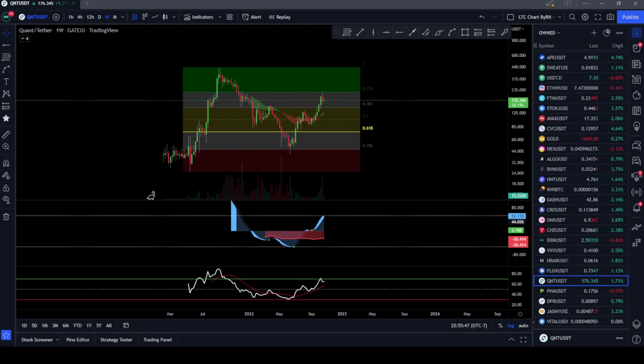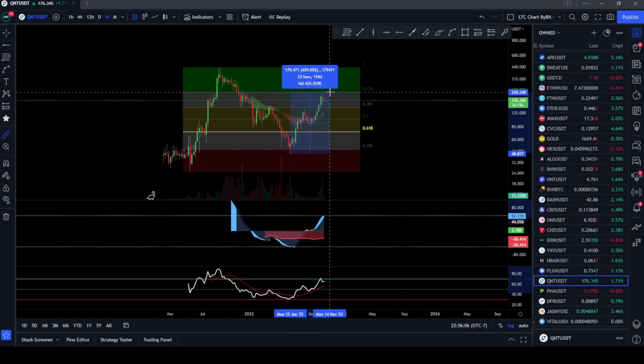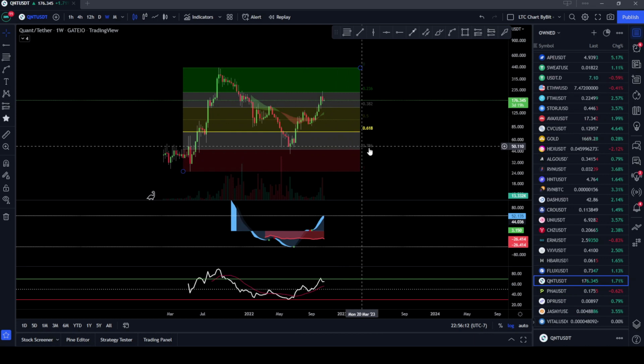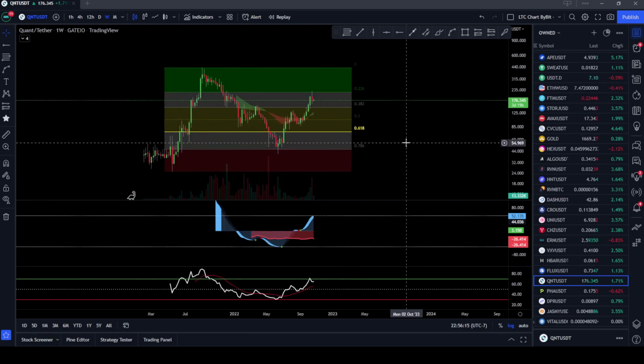All right, Quant QNT. I got a request for this, and I've been actually really interested in it. It has been one of the best performers of 2022, and what did we get here? So we came down, and this was that June 13th of 2022. We have moved 440%, not too shabby, and very little pullbacks either, so not bad.